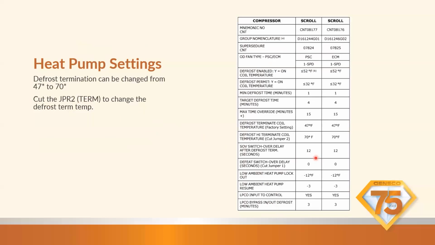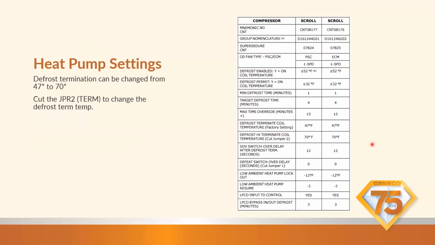It's just a little wire loop on the board, and you'll just take a pair of wire dikes and just cut that jumper. Once you've separated it, it will continue to defrost until that coil temperature has reached 70 degrees, which is a lot warmer, and it should be more than enough to make sure all the ice is melted off the coil.